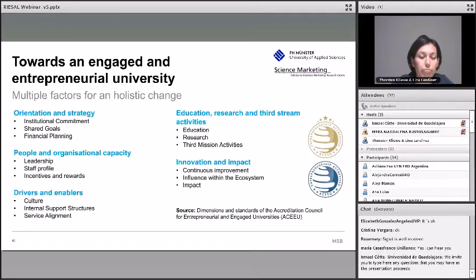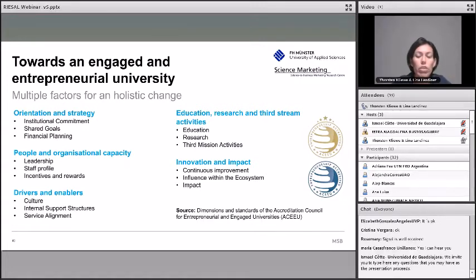So, for example, there are some factors that are more at an individual level. For example, leadership, staff profile, shared goals, culture. These dimensions are more focused on how we can change the mindset of our academics or our management team, even our students, to work towards an engaged entrepreneurial university. But this is not enough.